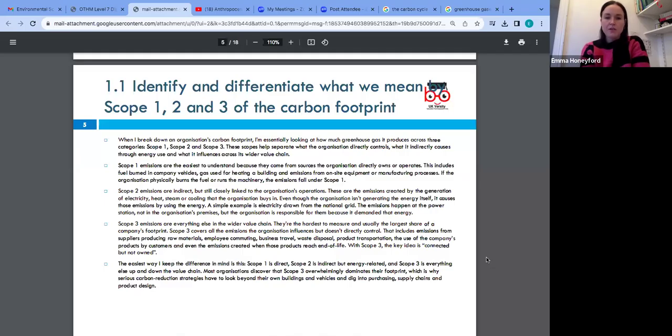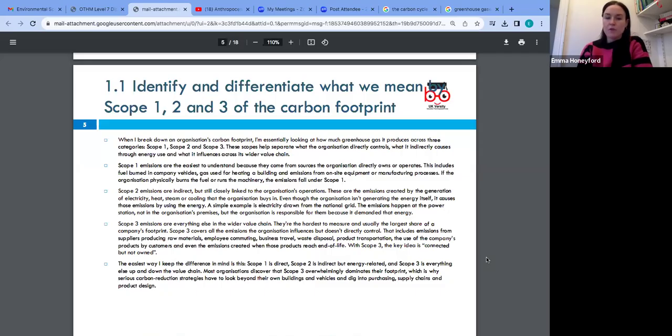So Scope 3 emissions are everything else in the wider value chain. They're the hardest to measure, and this is when it gets quite tricky. You're looking at your suppliers. This is why procurement has such a vital role to play within organisations, because you can then see where you procure, where you get your services from, and how they use energy. They are the hardest to measure and usually the largest share of the company's footprint.